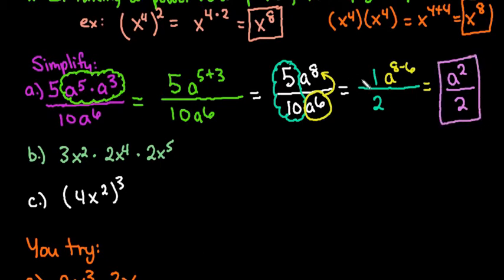I don't have to write the coefficient of 1, it's just implied to be there. So I would have a squared divided by 2. All right, moving into the next one.